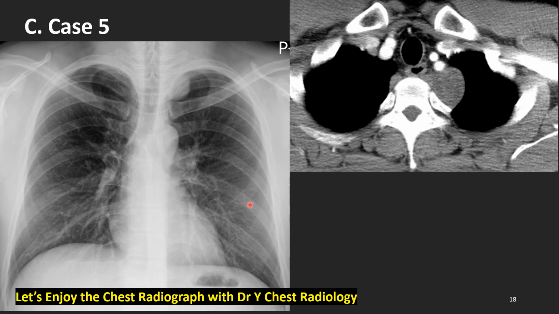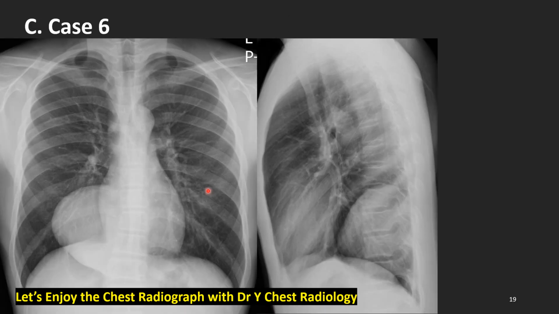Now I think case number 5 is easy for you to diagnose. Yes, well-defined margin, mediastinally broad-based, almost the same as case number 4. Yes, on the axial contrast enhanced CT, paravertebral compartment, well-defined margin, mediastinally broad-based tumor. Yes, neurogenic tumor of the paravertebral compartment. Sure. Let's enjoy case number 6.